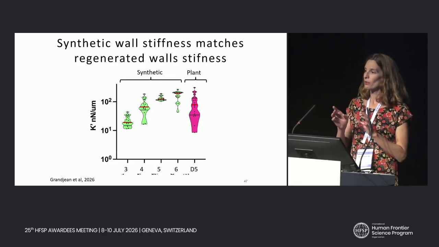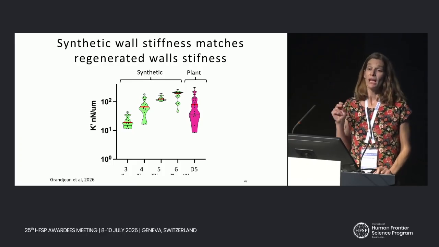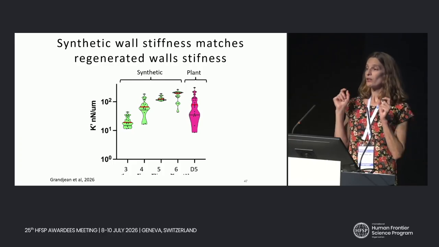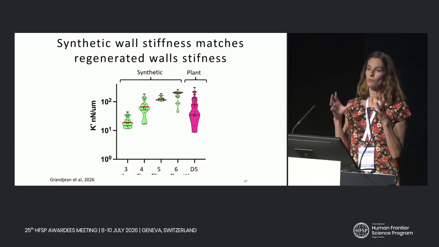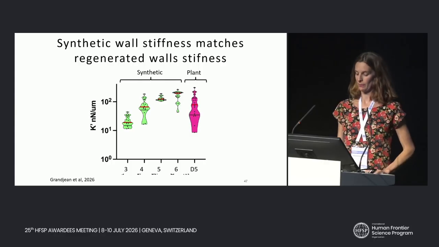So here I would like to emphasize that we only put 2 components of the cell wall. So it seems that we match the same mechanical properties with a rather simple system with only 2 components.